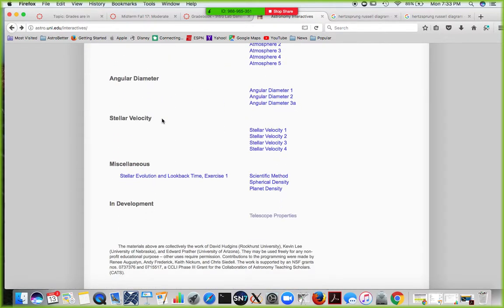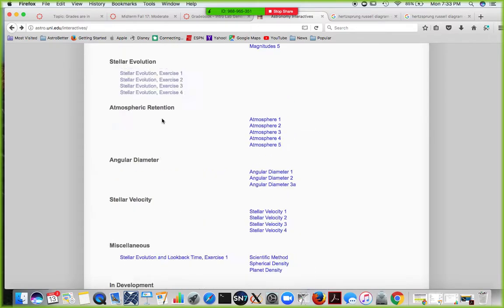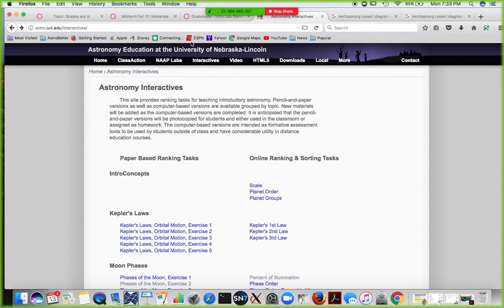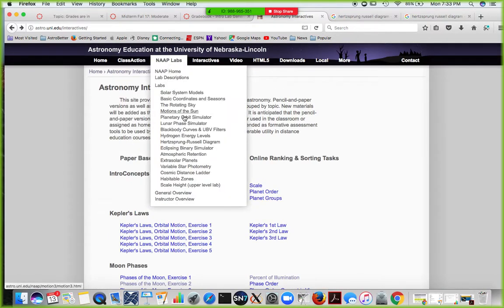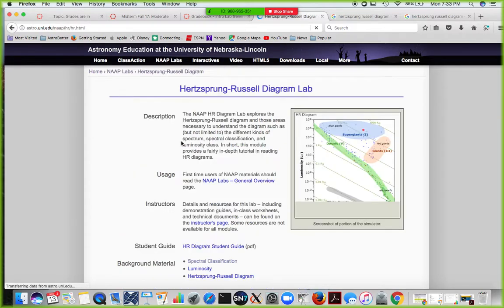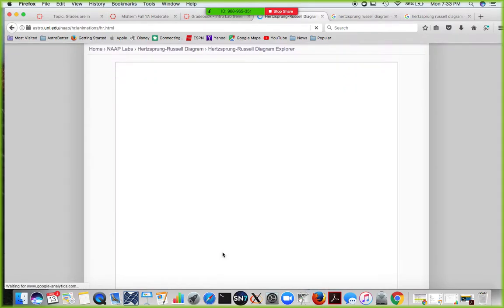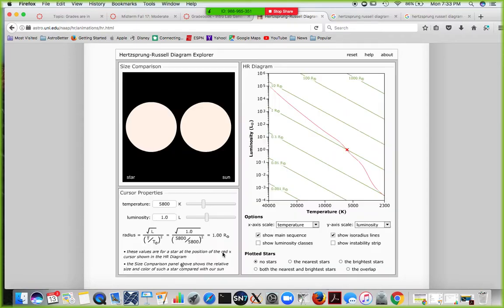And then you try another one. So play around with this interactive exercise, and I think they are very good. Another exercise that I think is very good is the HR diagram that you have in here. There you go. So again, luminosity and temperature. And then you have stars for comparison, like the Sun.